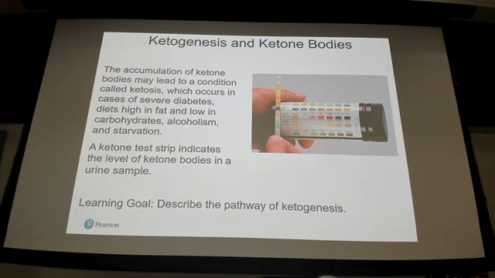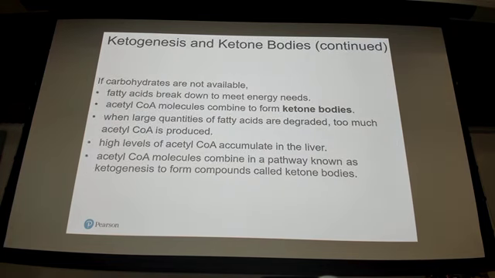All right. So, as I mentioned, ketone bodies are formed when we break down fatty acids, and what happens is when we get ketogenesis or excess ketone bodies, that means that basically we have more acetyl-CoA produced than we can use.